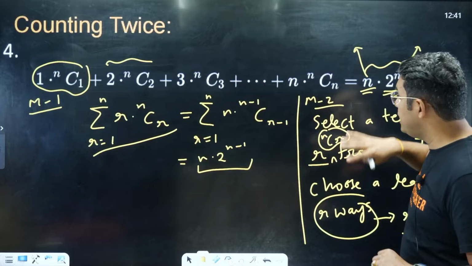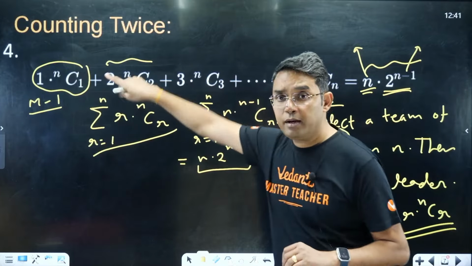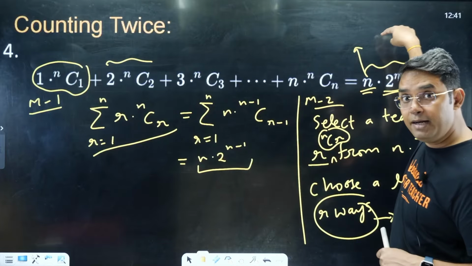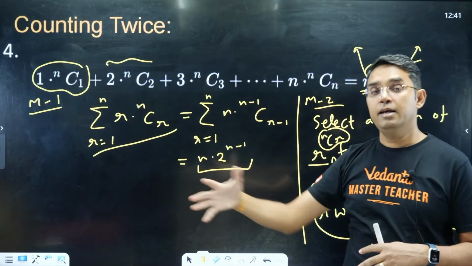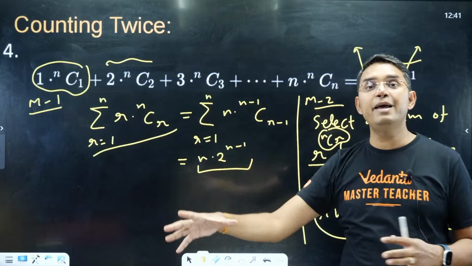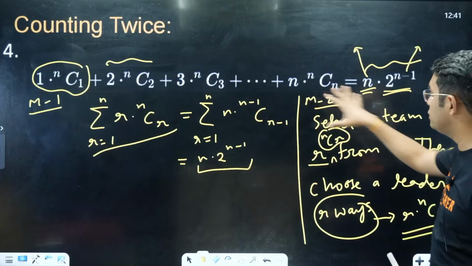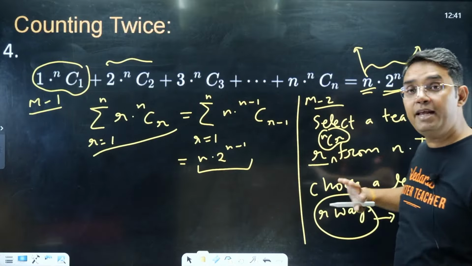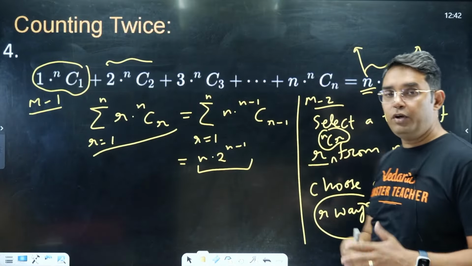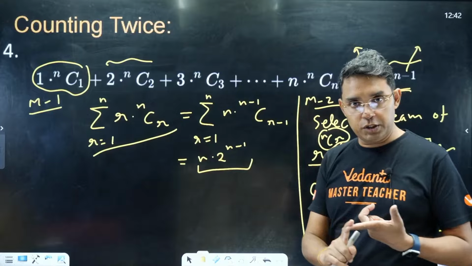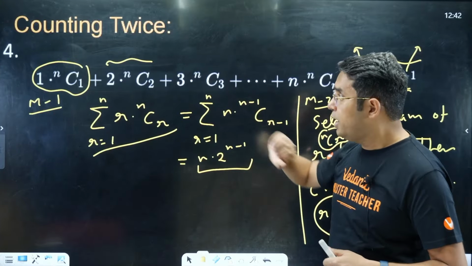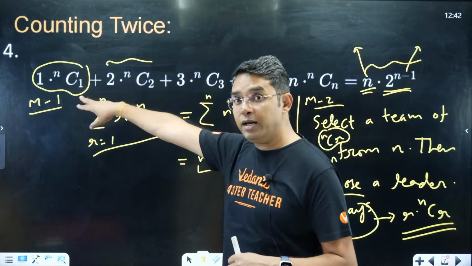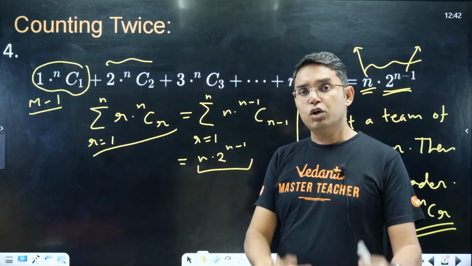So you can see here we are first making a team, then selecting a leader. Here we are first selecting a leader, and then selecting the remaining team persons, 2 power n minus 1. So this is the same. I think this method is much faster than any other method. In fact, to prove it, we normally use 2 more methods. One is differentiation, and the other is when you reverse the order and use the fact that NC0 is equal to NCN, NC1 is equal to NCN minus 1, and so on. So that method is also there.